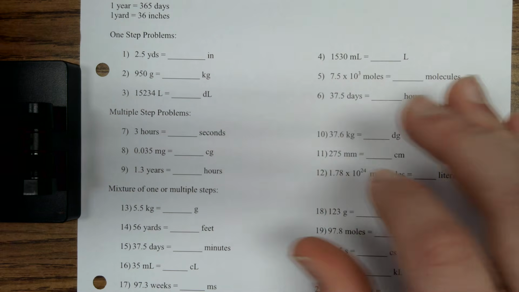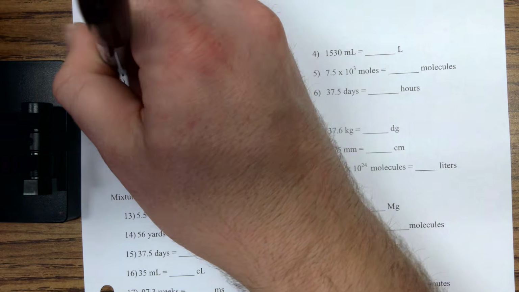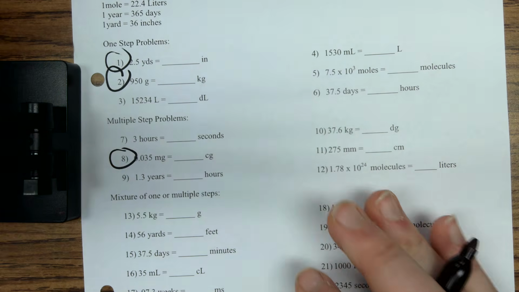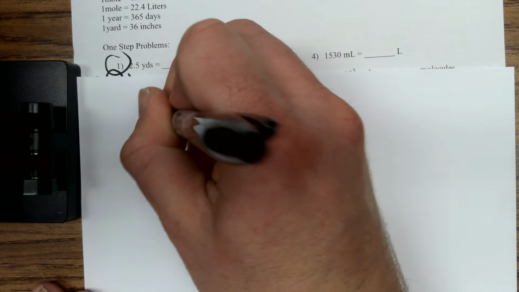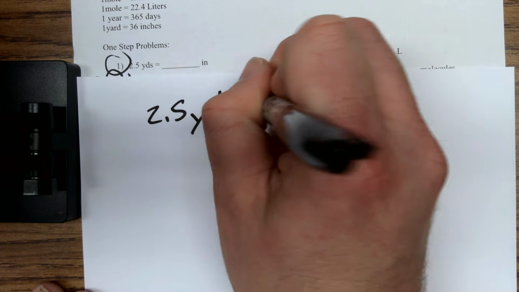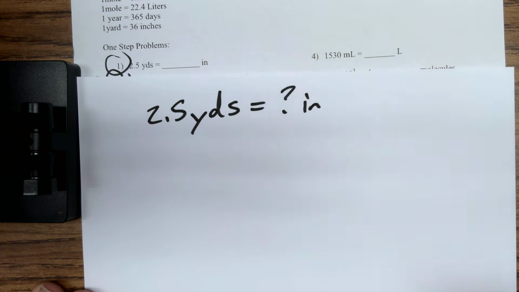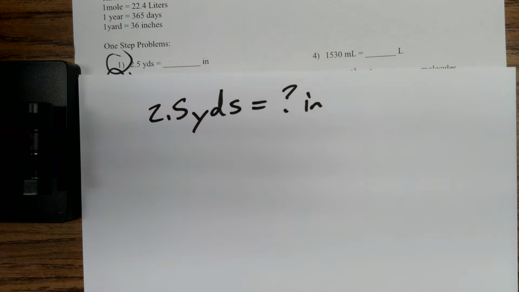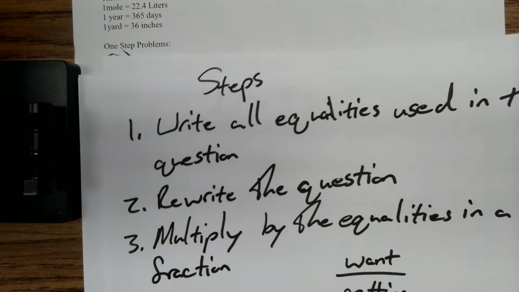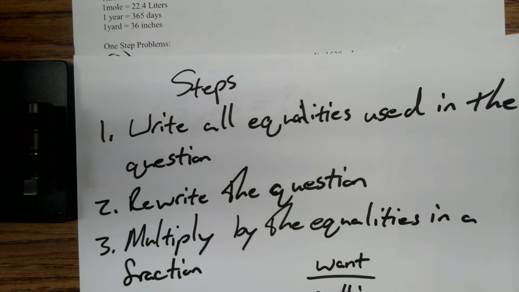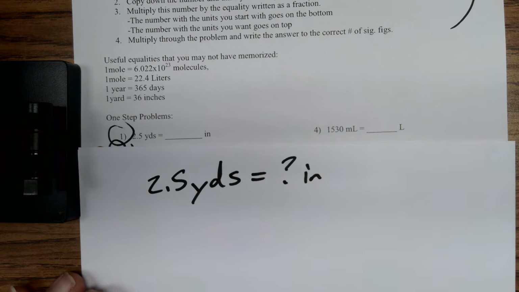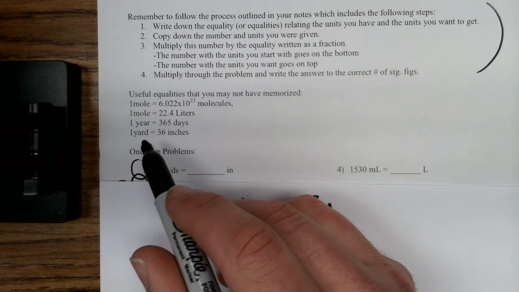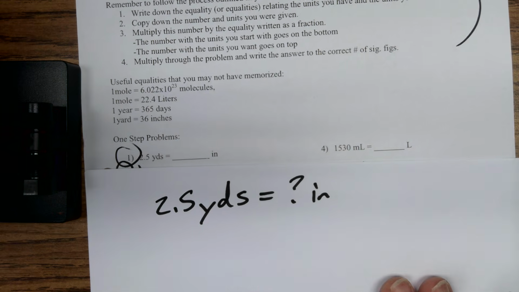But let's look at the one-step problems, the two one-step problems that we did in class, and we'll also look at number 8, which we did in class as well. So number 1, I have 2.5 yards, and I need to figure out how many inches are in that. Okay, so the first step, I'll take a look at my rules. First thing I need to do is write down the equalities I'm going to use in my question. Now, yards being an empirical measurement, I can look up here. I see 1 yard holds 36 inches.